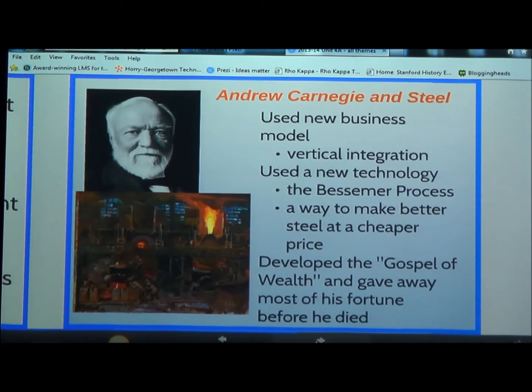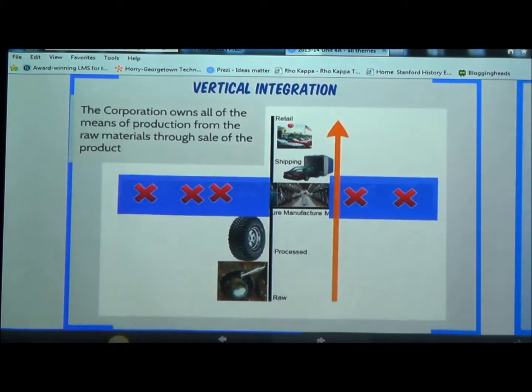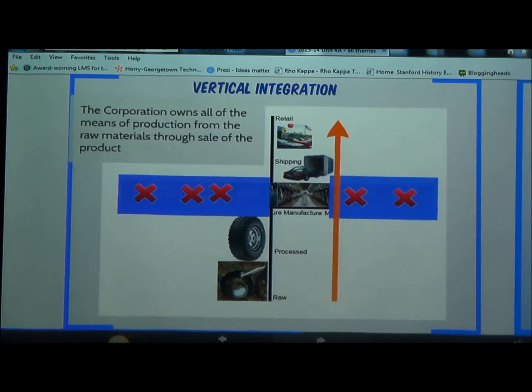He also ends up developing something referred to as the gospel of wealth, in which by the end of his life he gave away most of his fortune before he died. But we'll get to that later, and we'll have to justify and contemplate whether Carnegie was a good man or a bad man or some mixture in between. His business model was vertical integration.